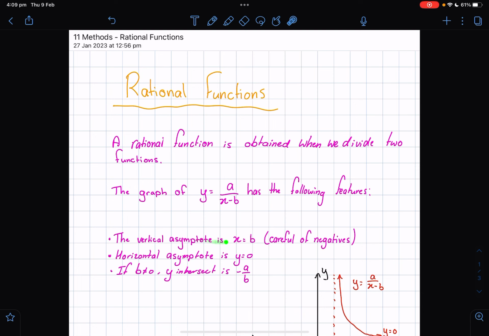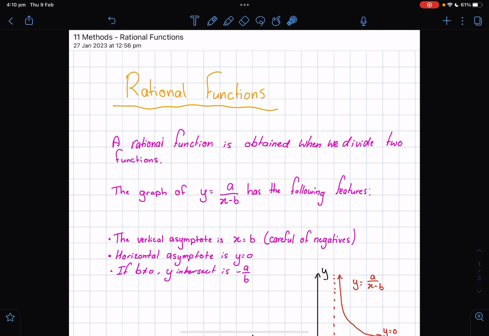So the vertical asymptote, instead of being on the y-axis, actually moves with this b value. So we've got to be careful with negatives as well. If we have x minus b on the bottom, it actually means b is positive and we move to that b value. If this is a plus, then b is negative and we move to the negative of the value b, okay? Our horizontal asymptote stays at y equals 0.